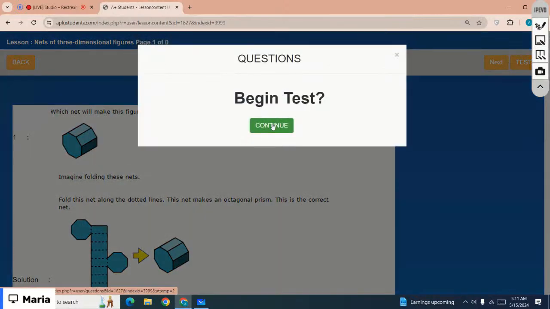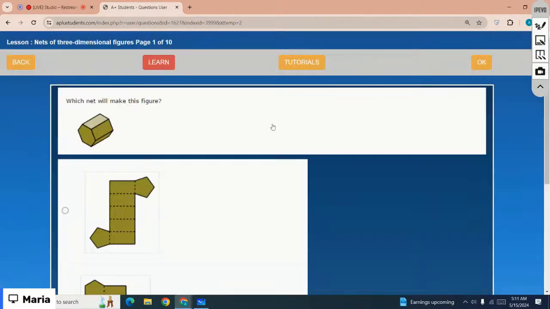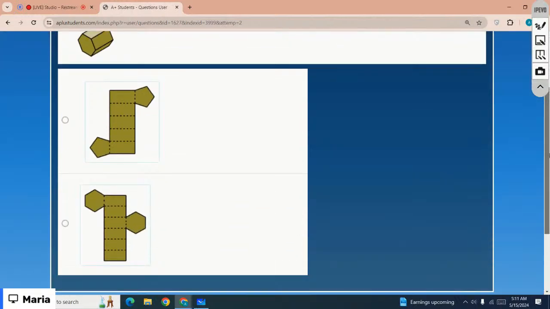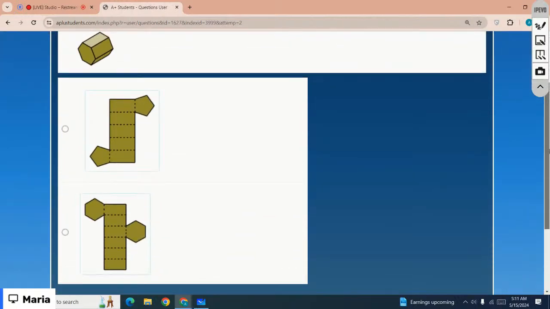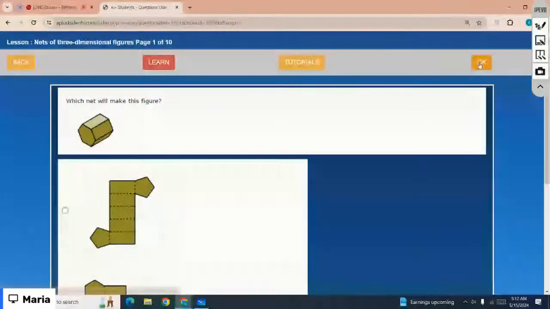You have to see which net will make this figure. Option 1 or 2? Option number 2 is the correct option. Look at this shape, right? This is octagonal. Correct option.